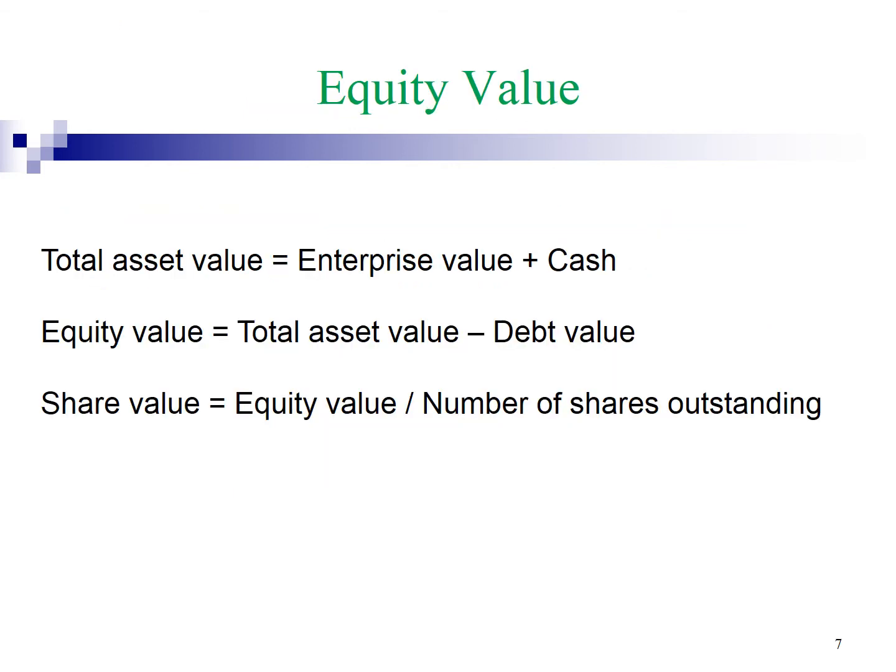After we have calculated the enterprise value, we need to add enterprise value with cash balance in the company to derive the total asset value. Total asset value consists of equity value and debt value. Therefore, to calculate equity value, we minus debt value from total asset value. Finally, we divide equity value with the number of shares outstanding to obtain share price or fair value per share.